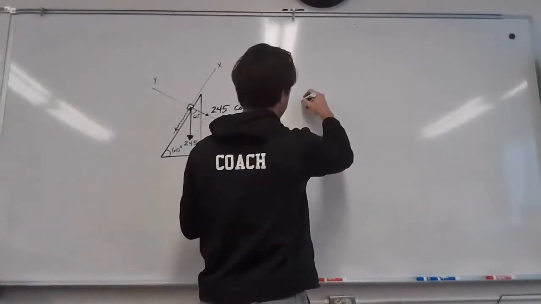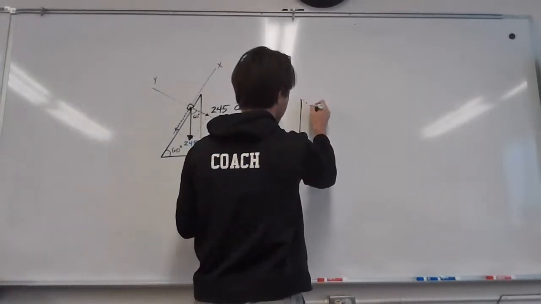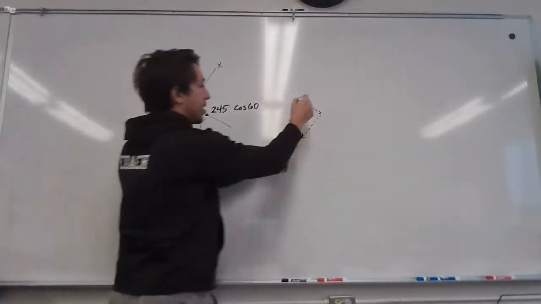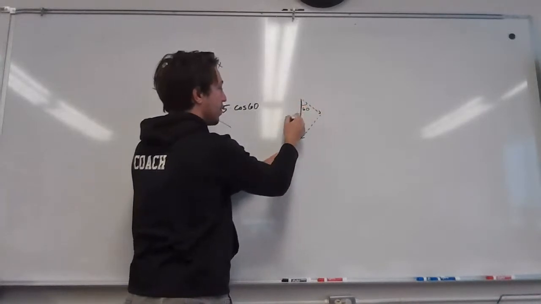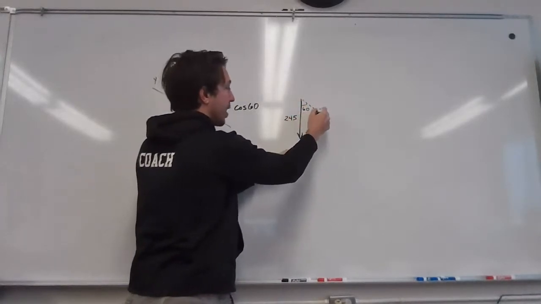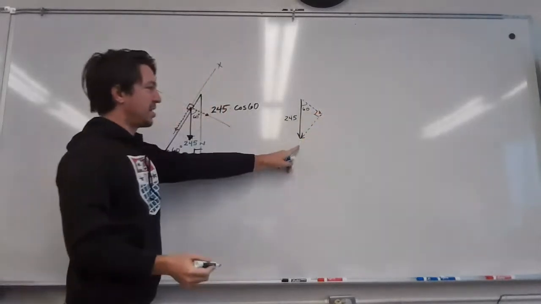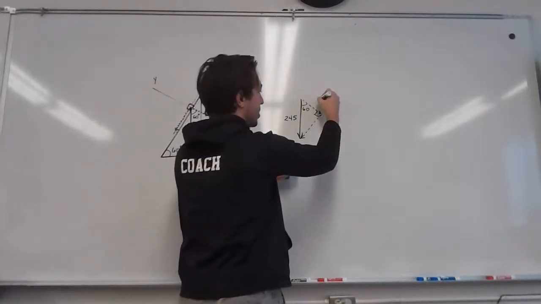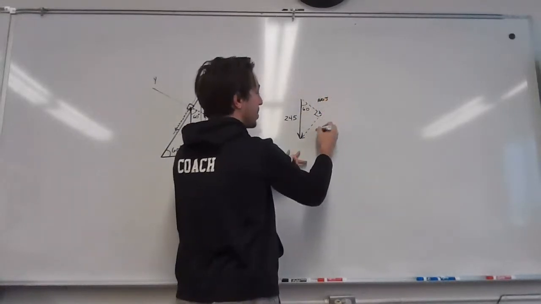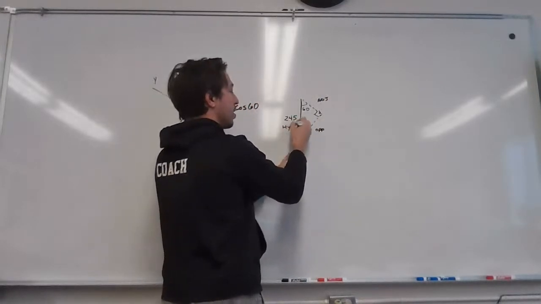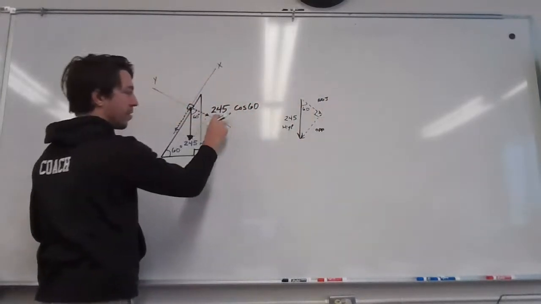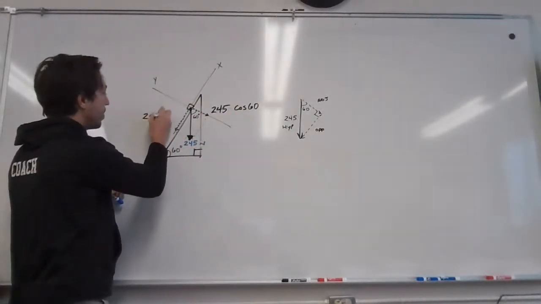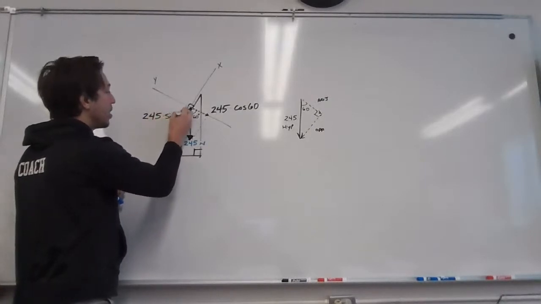Let me just draw the triangle again here, just to make it as clear as I possibly can. That's the triangle I'm looking at. So that's 60. This is 245. This is a right angle. Does that make better sense, maybe? Those two triangles? Okay, so then this is the adjacent side. This is the opposite. And this is the hypotenuse. So the adjacent side is 245 times the cosine of 60. The opposite side is 245 times the sine of 60.